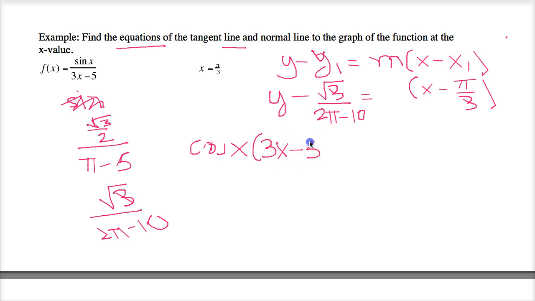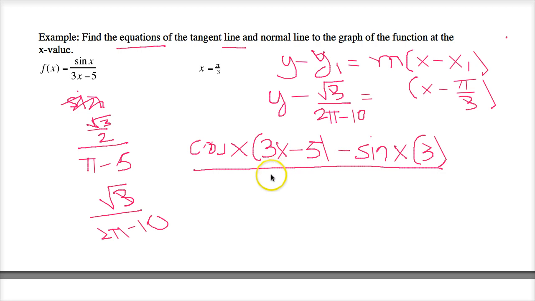This is quotient rule, so I'm going to do a minus. I'll leave the first one alone, which is sine x. And then I will do the derivative of the second one, which is just 3. And this is all over the denominator squared. In this case, it's 3x minus 5 squared.